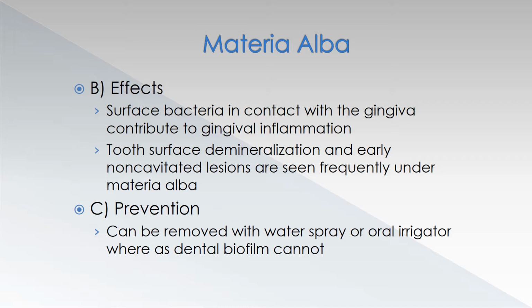The effects of Materia alba, the surface bacteria in contact with the gingiva contribute to gingival inflammation. So again, it's more bacteria in there. It's going to irritate the tissues, possibly penetrate into the tissues. So it's going to cause more inflammation. Tooth surface demineralization and early non-cavitated lesions are also seen frequently under the Materia alba. That makes sense, right? Because it adheres to that biofilm that's been there for a few weeks. So it's, again, going to leach out all those minerals out of the tooth.